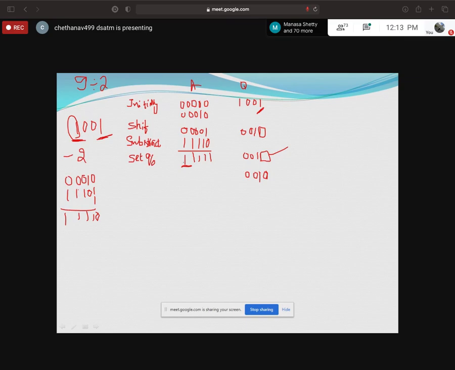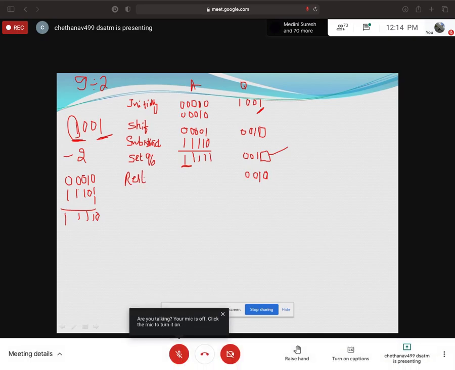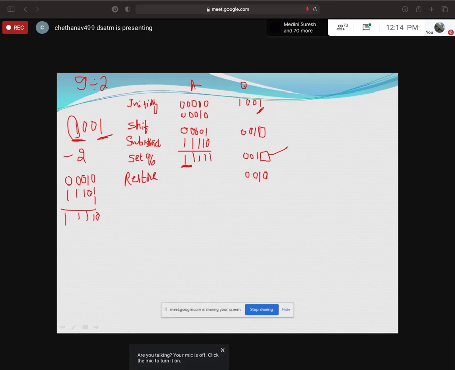And I told you already, if this is 1, you have to restore also. Hope you are clear. If this is 1, set Q naught to 0 and restore. Otherwise, don't restore. Now restore. What's your restoring? Restore your divisor. That is your given instruction. Restore means add it, add your 2 again. What's your 2? 0, 0, 0, 1, 0. Restore it, that means add it once again.